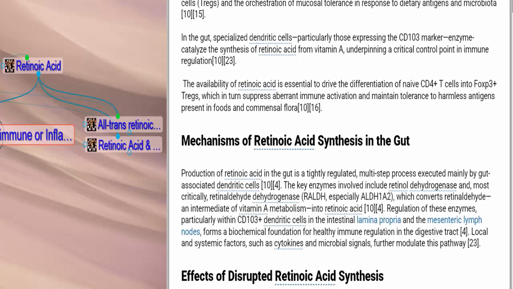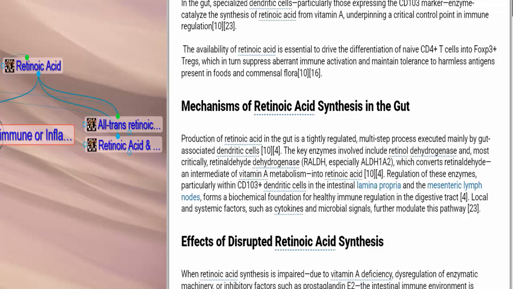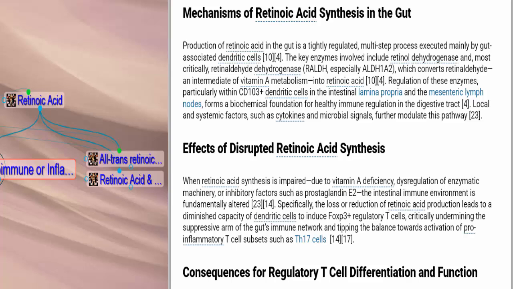The availability of retinoic acid is essential to drive the differentiation of naive T cells into FOXP3 Tregs, which suppress aberrant immune activation and maintain tolerance to harmless antigens present in foods. So what is the mechanism of retinoic acid synthesis in the gut? Production of retinoic acid in the gut is tightly regulated. It's a multi-step process executed mainly by gut-associated dendritic cells.